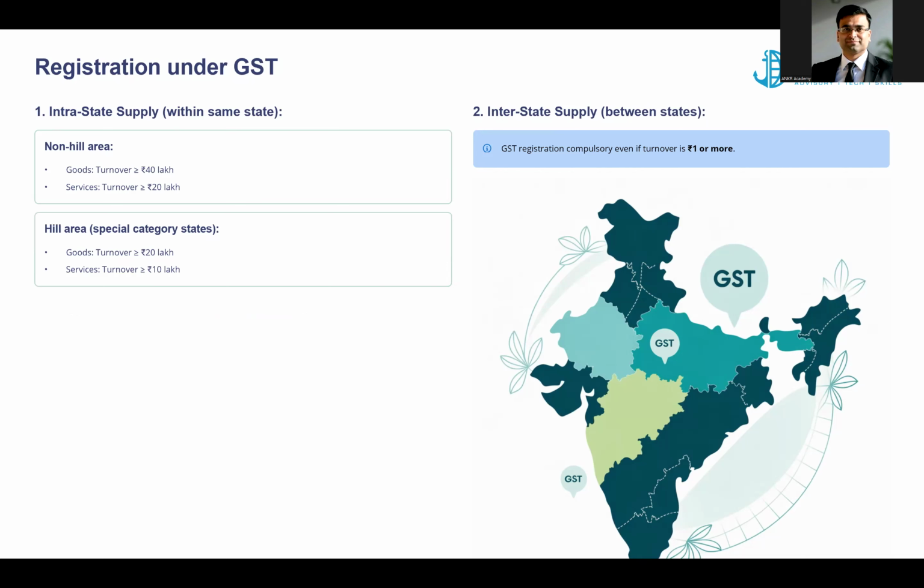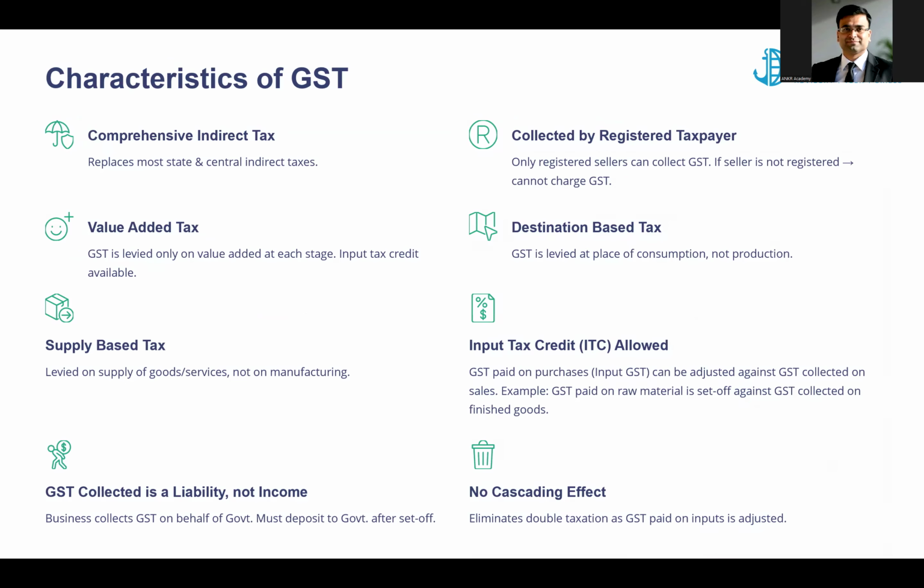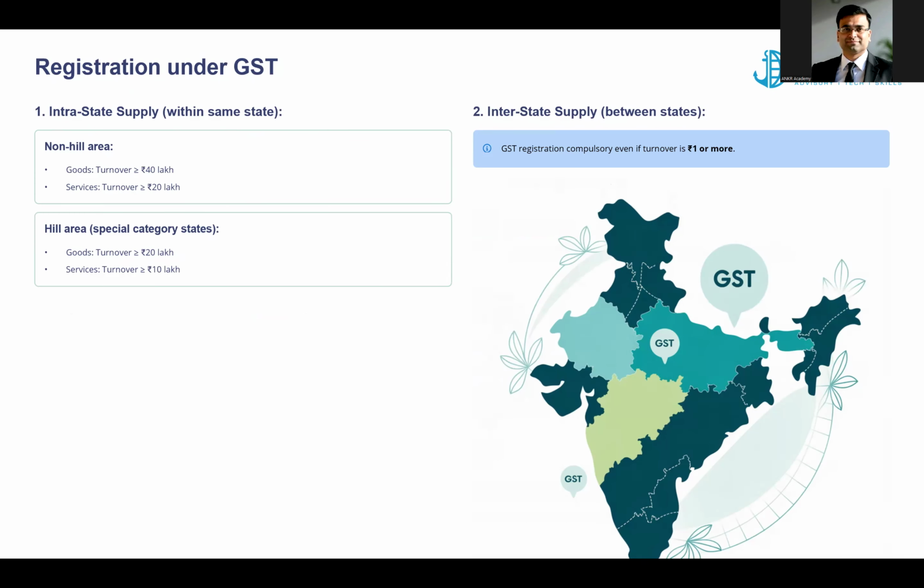If your state falls in hilly areas, then the threshold is lower. For goods, if your turnover is more than 20 lakhs, you have to register. And for services, if your turnover is more than 10 lakhs, then you have to register. There are defined hilly areas in the GST Act. Okay. Now coming to interstate supplies, hilly, non-hilly, whatever, even if your turnover is 1 rupee, that means even a single transaction outside the state, then you will have to get registered under GST, right?